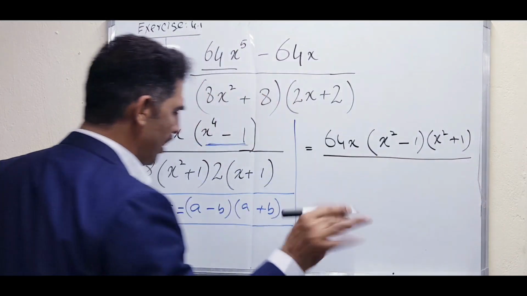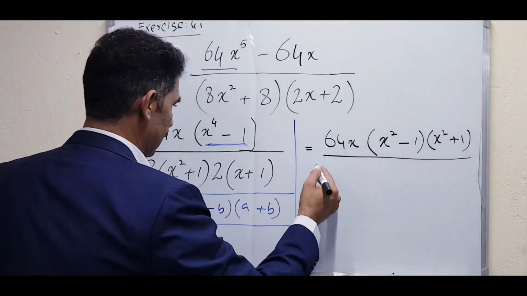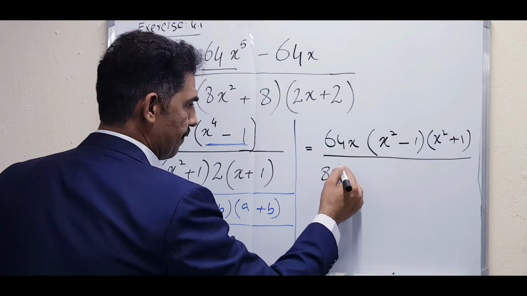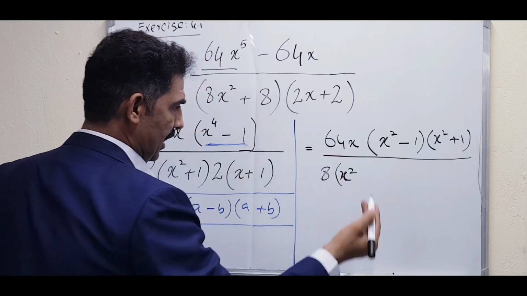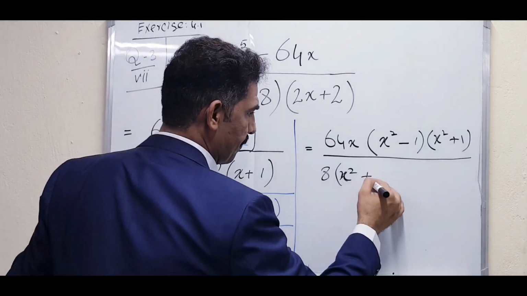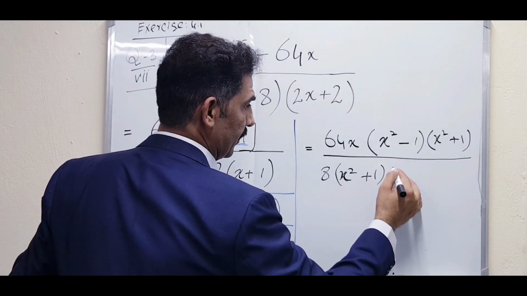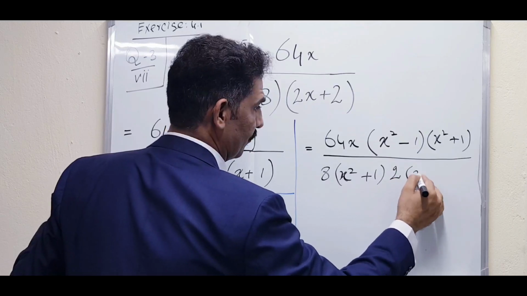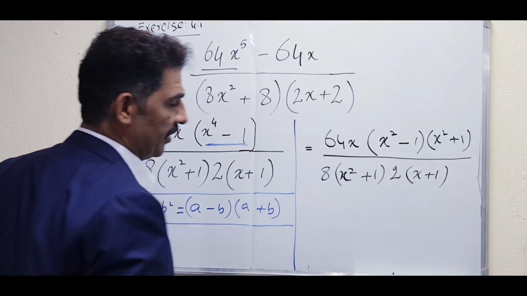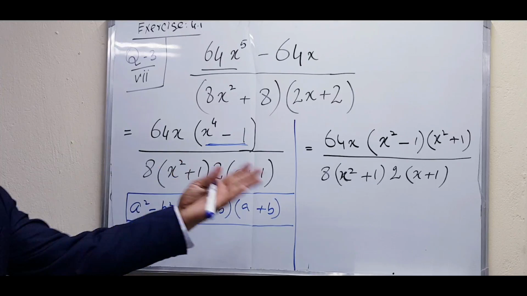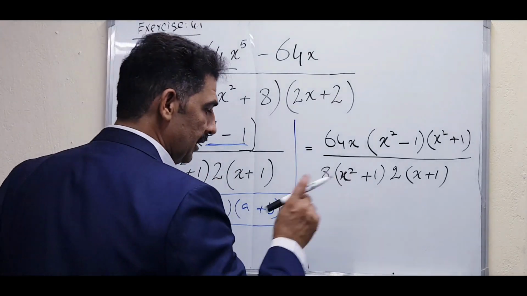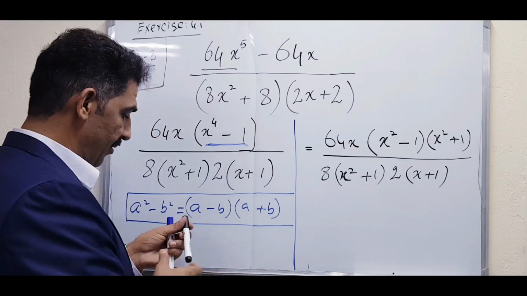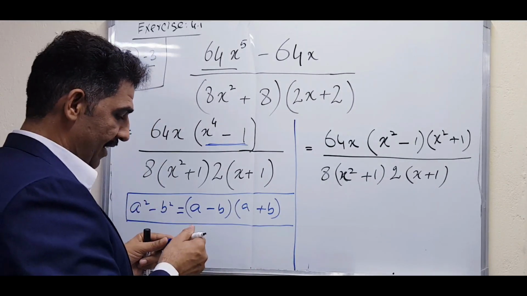Denominator no change till 8, x square plus 1, 2, x plus 1. You can also simplify more here if possible. Yes, possible. You can see that one. What's possible to cancel more? I will cancel it here.